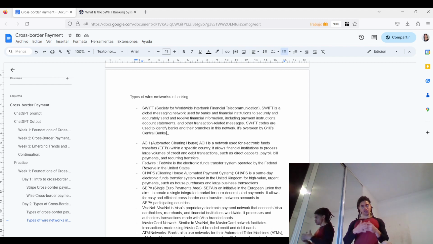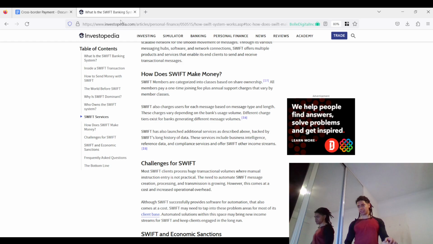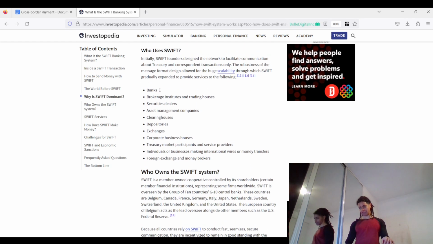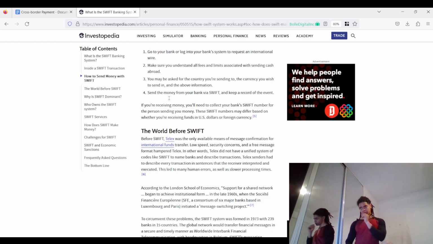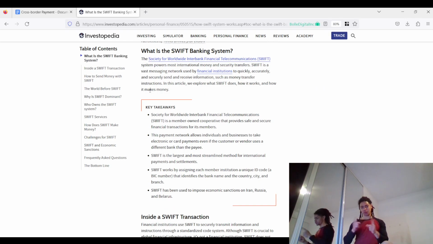So SWIFT is the Society for Worldwide Interbank Financial Telecommunication, which is a system used by financial institutions to accurately, quickly, and securely send and receive information such as money transfers. So you can think of this as the internet.